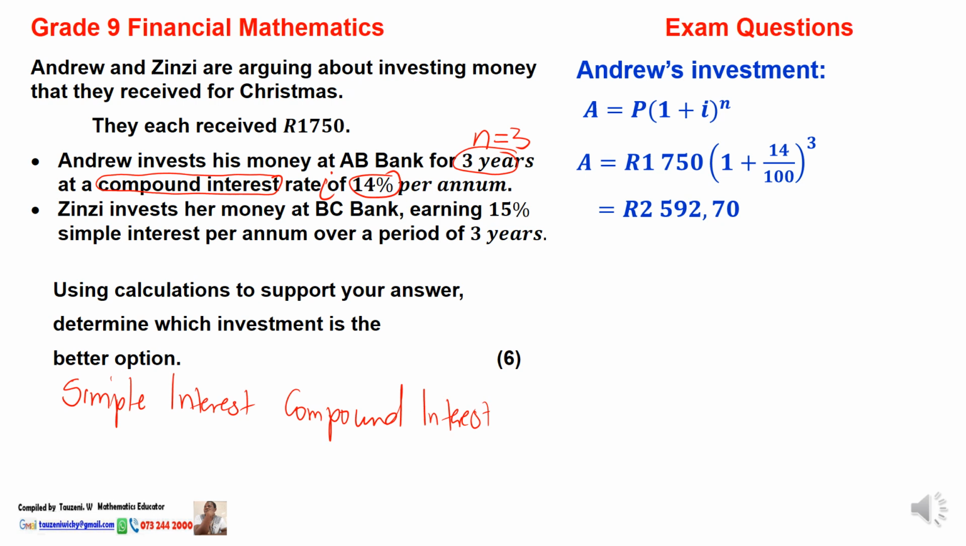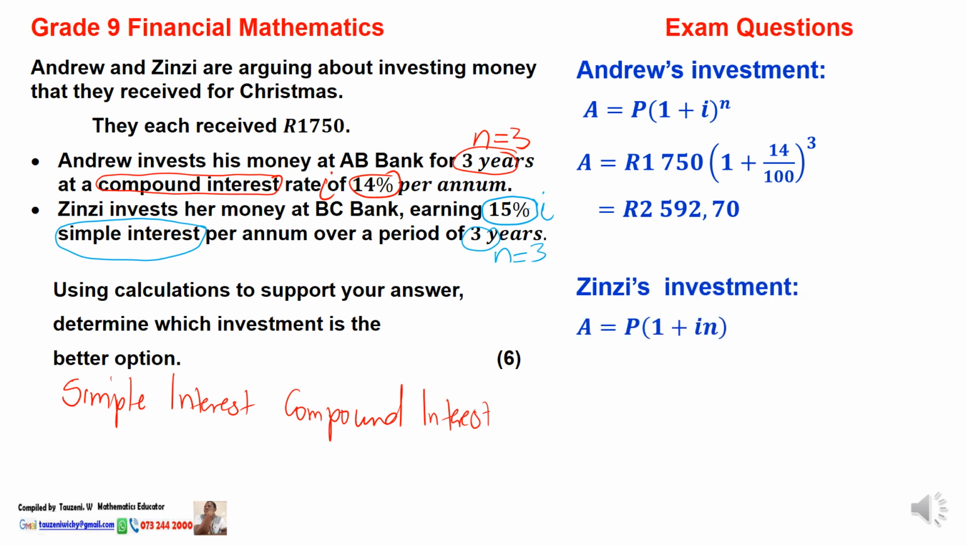Then let's have a calculation for Zinzi here to determine how much money she got at the end of the investment. So she invested at 15% per annum. That is the value of I. She invested for 3 years. That is the value of n. She invested under simple interest. Therefore, for Zinzi, we need the simple interest formula. Write down the formula. A is equal to P factor of 1 plus I times n.